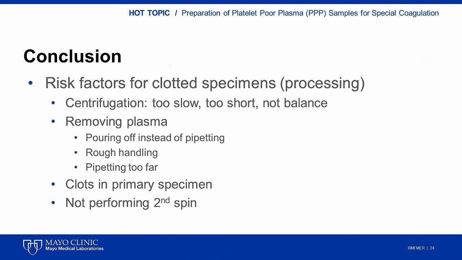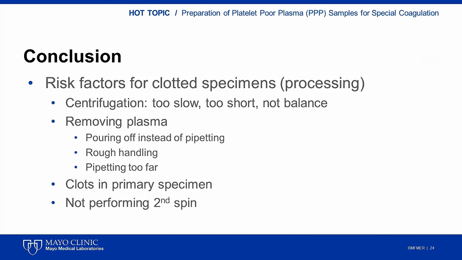The processing risk factors for clotted specimens are as follows. Centrifugation recommendations for coagulation specimens must be followed to ensure that the plasma platelet levels are kept to a minimum, less than 10,000 per microliter. Platelet counts greater than this number may cause the sample to clot after a subsequent freeze-thaw cycle.